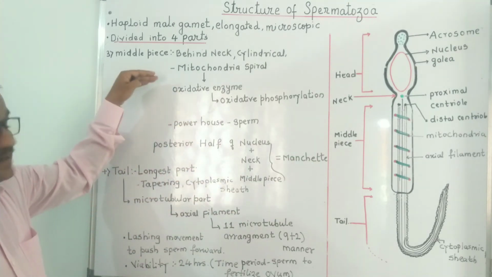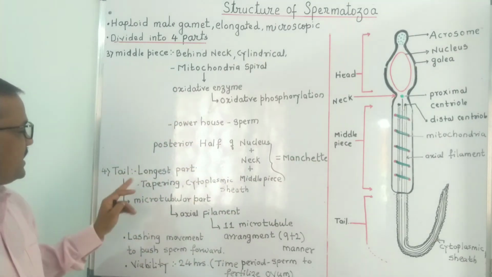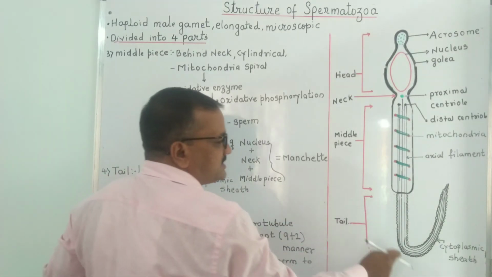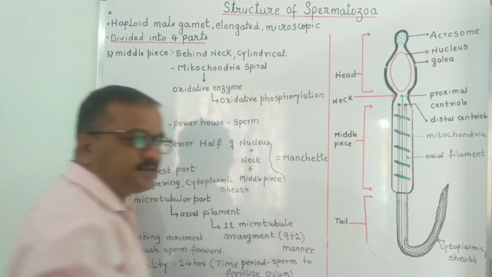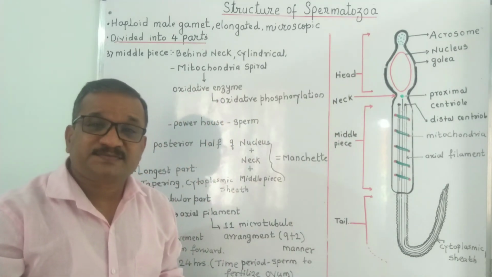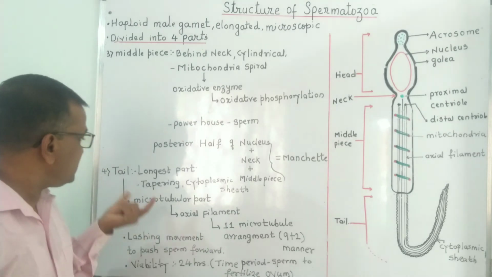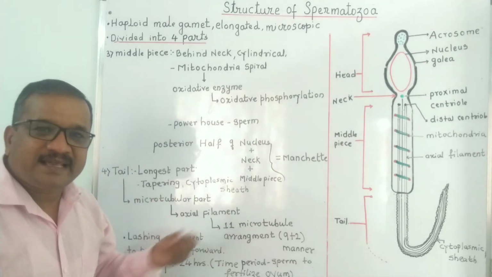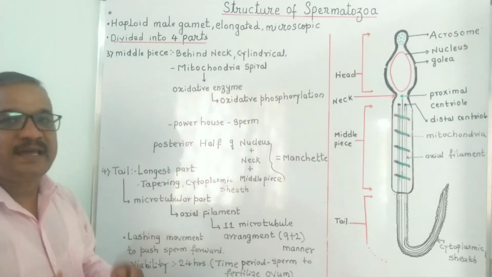The last part of spermatozoa is called the tail region. If you see the tail region, it is the longest part of spermatozoa. The question may come, which is the longest part of spermatozoa? At that time you have to write the answer, tail region. Which is the smallest part of spermatozoa? Neck region. So in this way you have to compare each and every part.